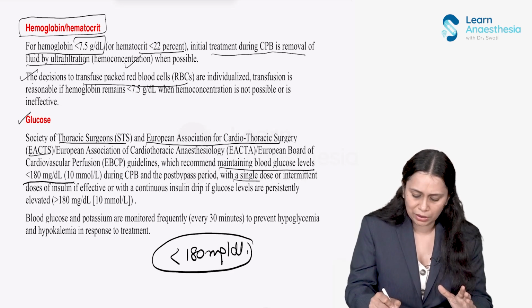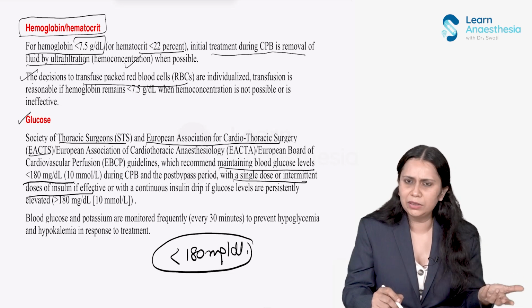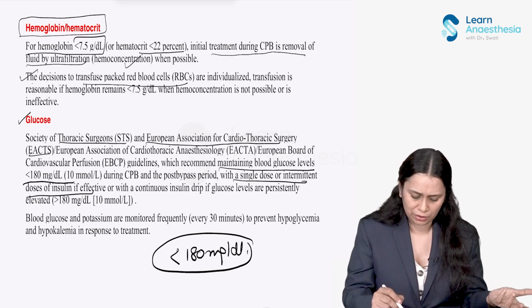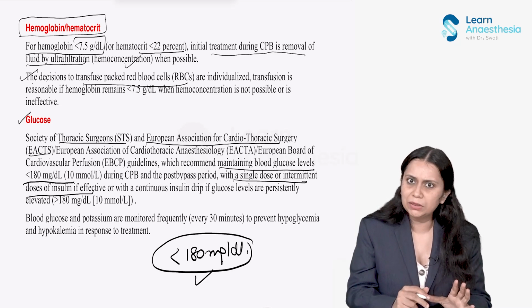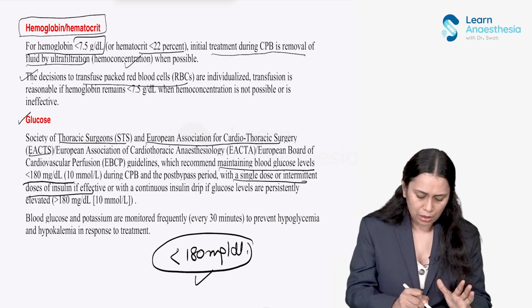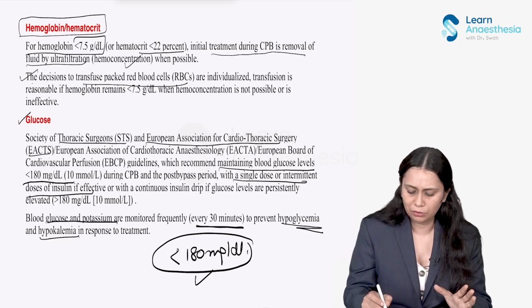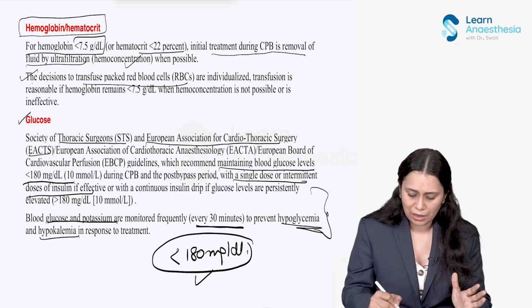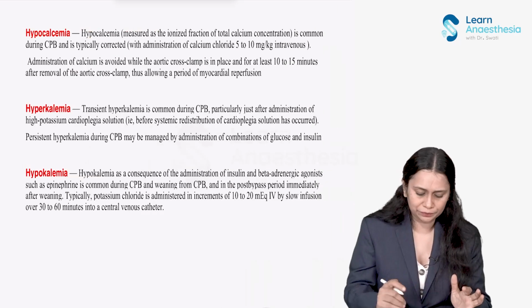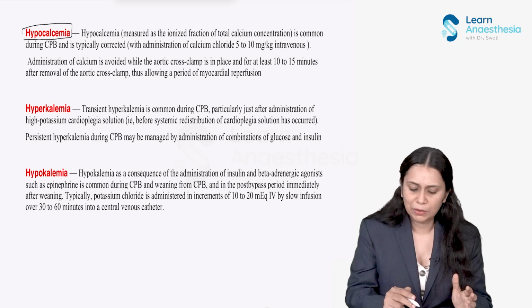And we can do this with single or intermittent doses of insulin, right? Single dose if it is effective, or continuous infusion has to be started. But we have to keep it below 180. If it is above 180 persistently, we can go for insulin infusion. Blood glucose and potassium are monitored every 30 minutes to prevent hypoglycemia and hypokalemia in response to treatments. Okay, so remember, hypoglycemia has to be prevented, hyperglycemia has to be prevented, and insulin is given through the CPB machine. Okay, hypocalcemia is again commonly seen during cardiopulmonary bypass.